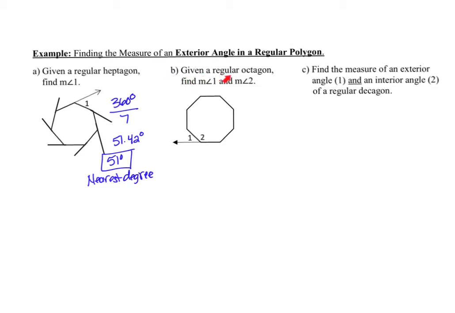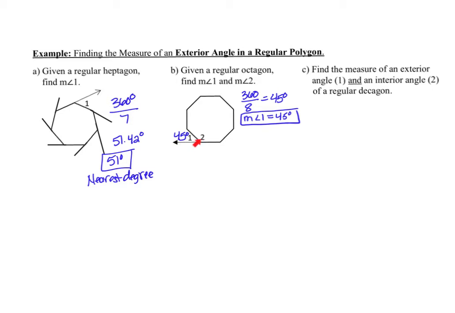Let's look at letter B. Given a regular octagon, find the measurement of angle 1 and measurement of angle 2. So notice that measurement of angle 1 is an exterior angle and measurement of angle 2 is an interior angle. So octagons have 8 sides, and if there's 8 sides, that means we're going to have 8 exterior angles and 8 interior angles. What is the measure of the exterior angle? The exterior angle is 45 degrees. So you take 360, divide it by the number of exterior angles, which is 8, and you get 45.